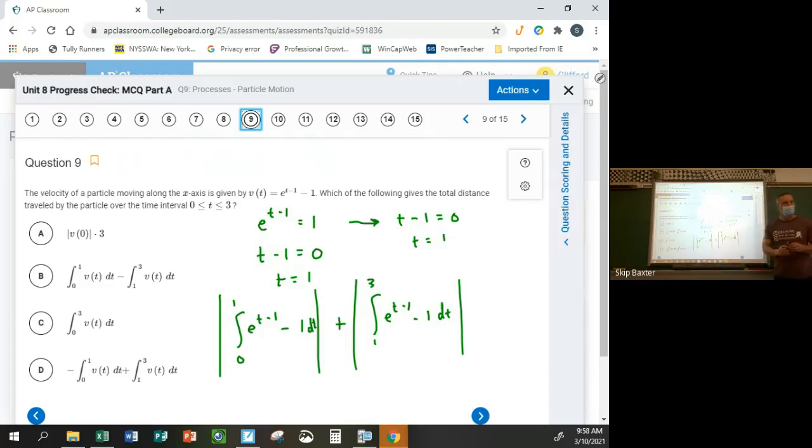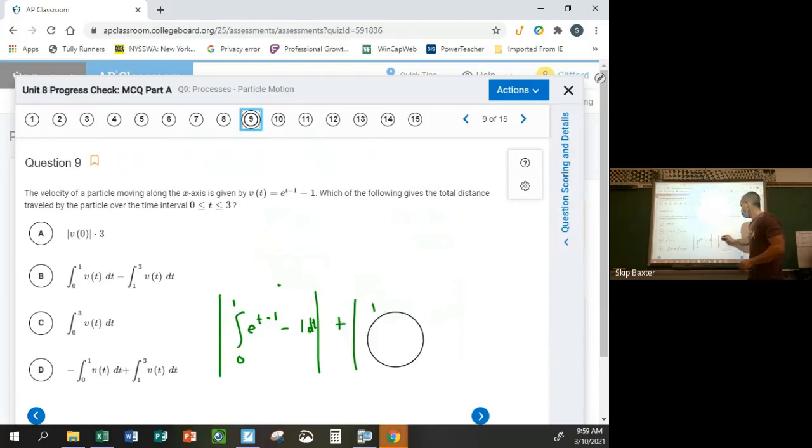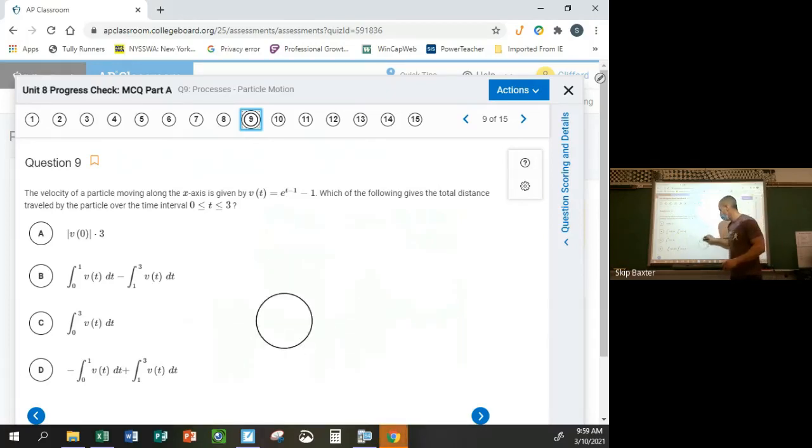Does everybody understand that? All right, what else? But don't forget, if it's a total distance traveled question and it's a calculator question, it's really easy. Just absolute value, velocity, and integrate it. The absolute value takes all the negative stuff and makes it positive. What else?